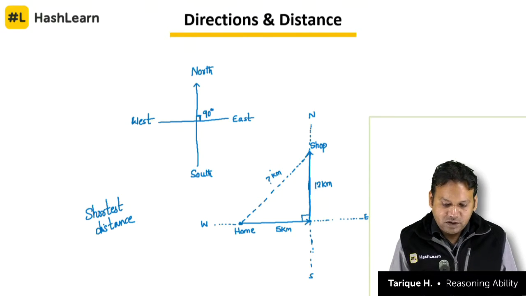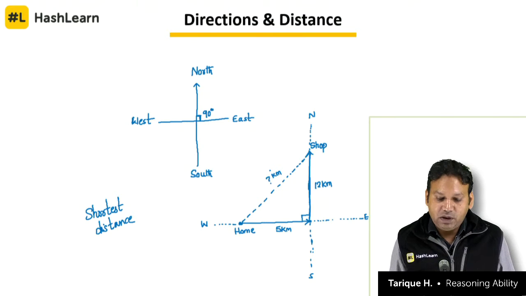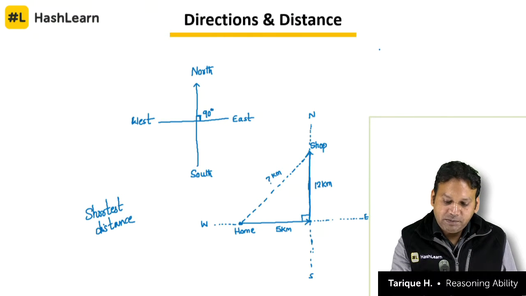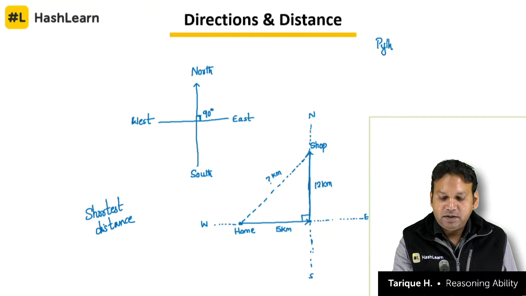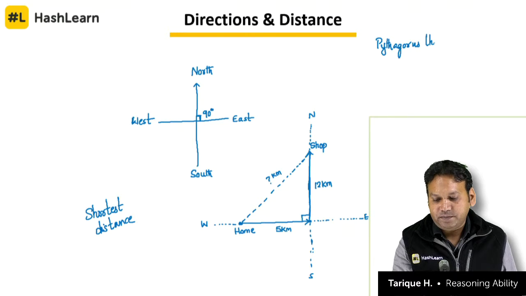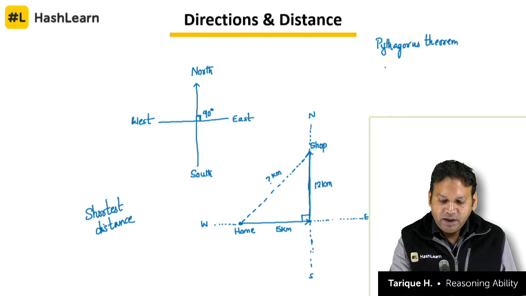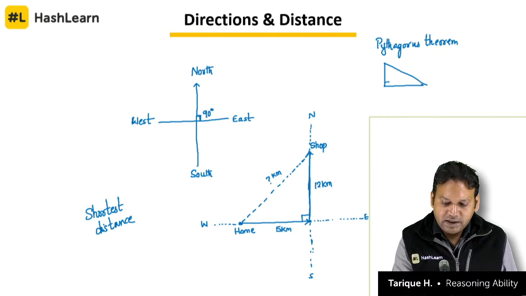Now what is the angle? Once we know that the angle is 90 degrees, what comes into the picture? The concept of Pythagoras theorem, which is used for a right angle triangle. In a right angle triangle, one angle is 90 degrees.